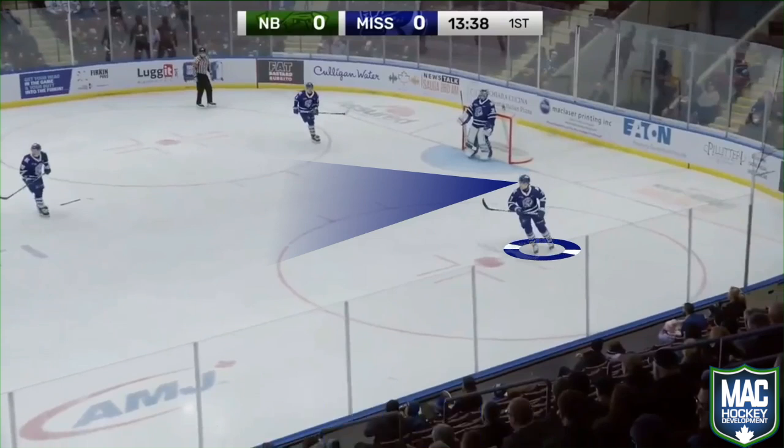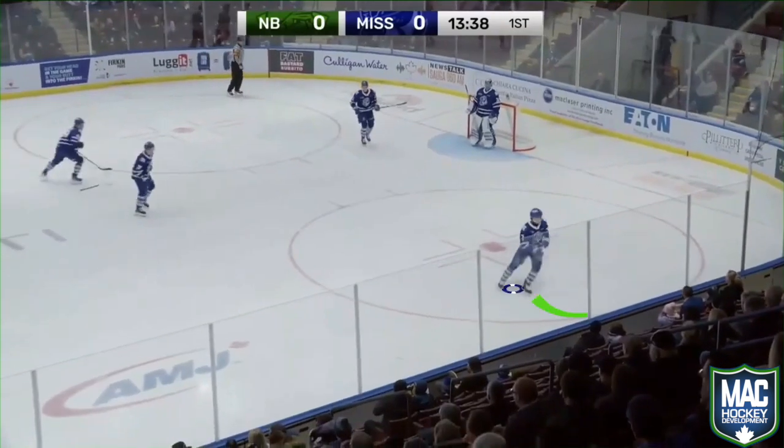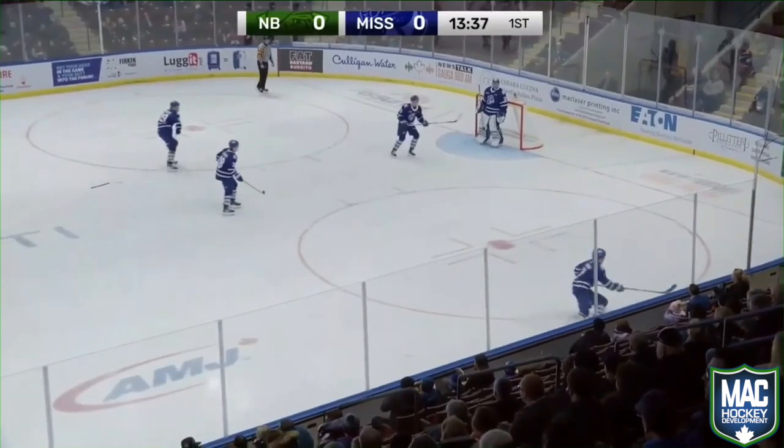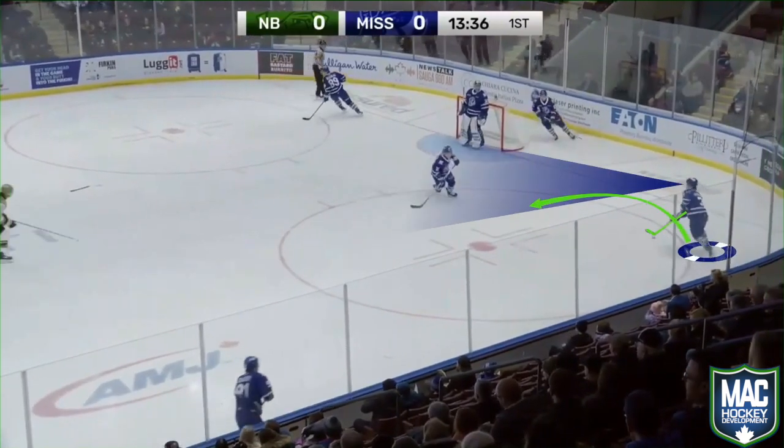Creating and finding forehand exit plays both in the D zone and the neutral zone is something that I stress a lot with the players that I work with. Here's a great example of one of our players executing a forehand exit play. Notice the early scan to maintain eyes up ice as well as the route he takes to the puck, ensuring he retrieves the puck on his forehand.